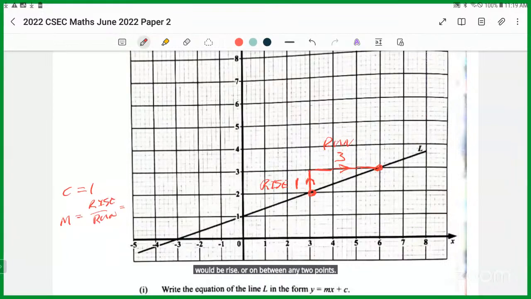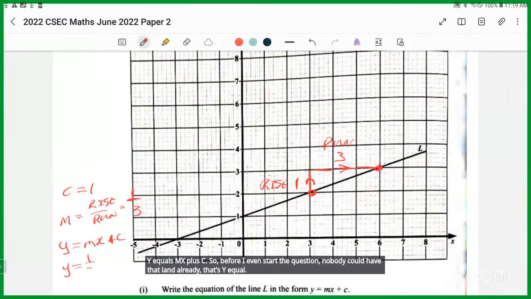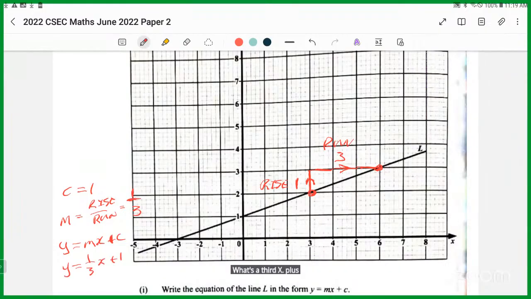In this case would be rise 1 over run 3. So I know the gradient of that line is that. And if I know the c and the gradient, then I can just write the equation y equals mx plus c. So before I even start the question, I know the equation of that line already is just y equals a third x plus 1.